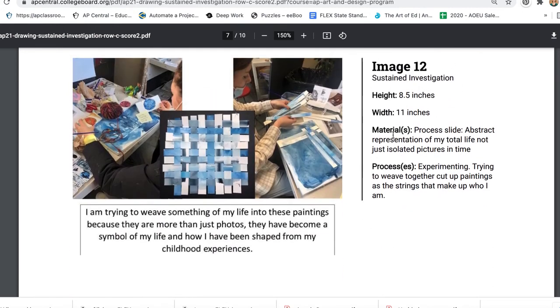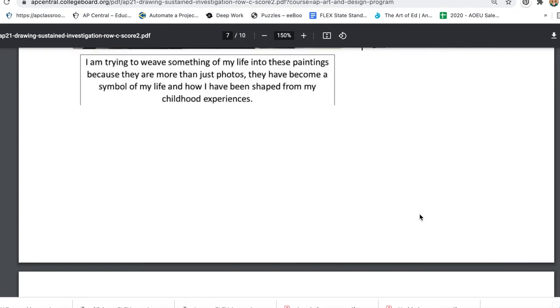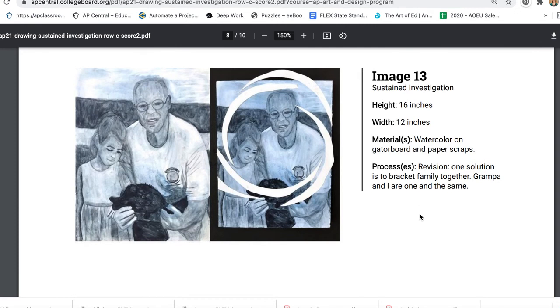Image 12. So this is a process image where we see the student now actually kind of what they're creating. Experimenting, trying to weave together cut up paintings as the stripes that make up who I am. 13. Revision. One solution is to bracket family together. Grandpa and I are one and the same.